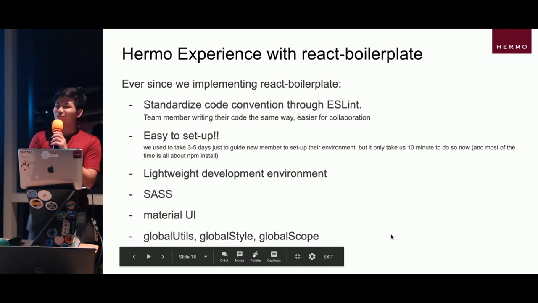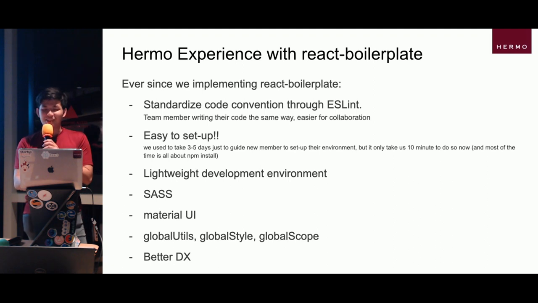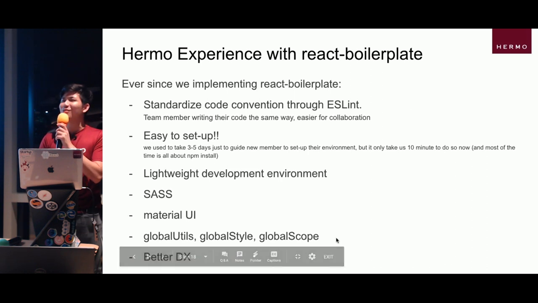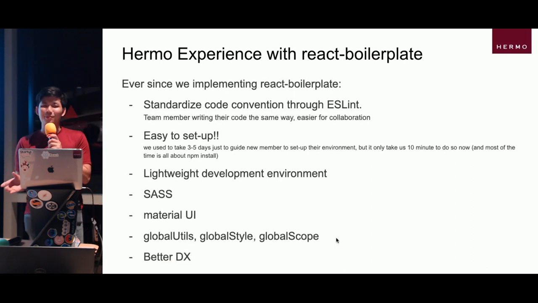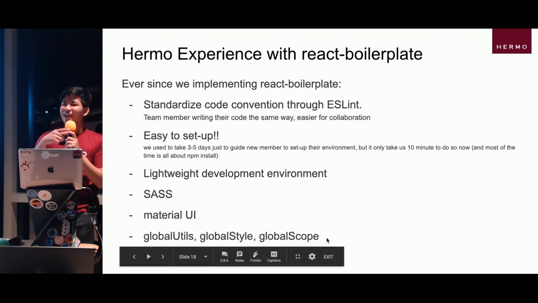We should come up with our own global utils to set our reusable functions, global style to set global styling, and global scope to save our values. Actually, we should use the home state just now, but global scope is easier. We don't need to dispatch actions for everything. I still don't know whether this is a correct and appropriate approach, but this worked for us since we are still noobs on the boilerplate.